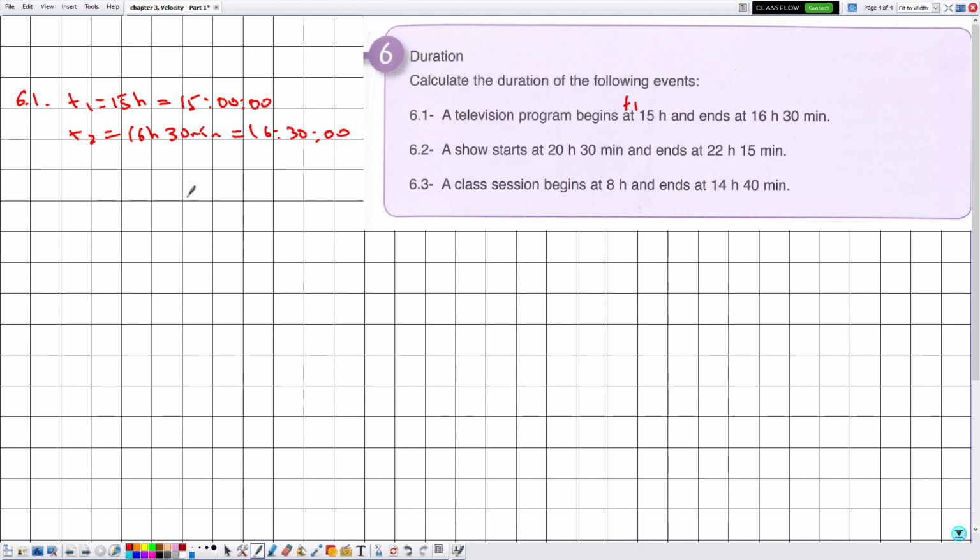We are asked to calculate the duration delta t, which is given by t2 minus t1, which is equal to 16:30 minus 15. Now 16 minus 15 as for hours is given by 1 hour, as for the minutes is given by 30. So this is equal to 1 hour 30 minutes and 0 seconds.